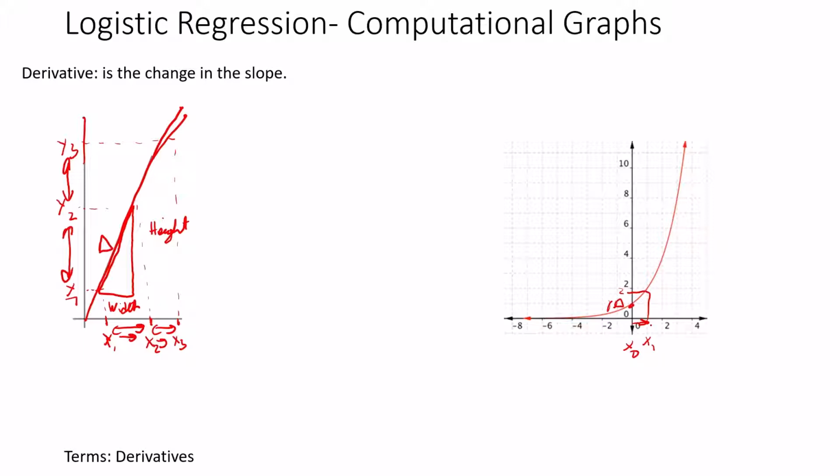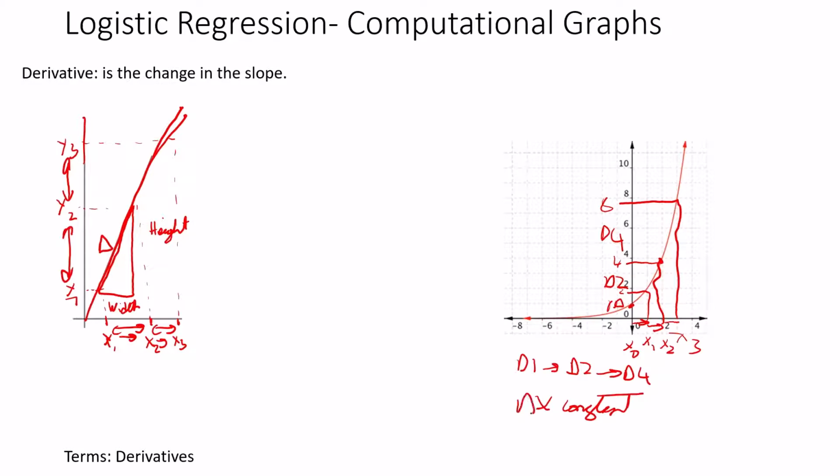But if we move 1 in this direction and call it x2, we see that the value of y has now become 4. So the change here is now 2. Let's take another example. If we move 1 more in this direction and move up, we see the change to 8 is actually 4. So the change has gone from 1 to 2 to 4, although the change in x has remained constant, the change in y has exponentially increased.